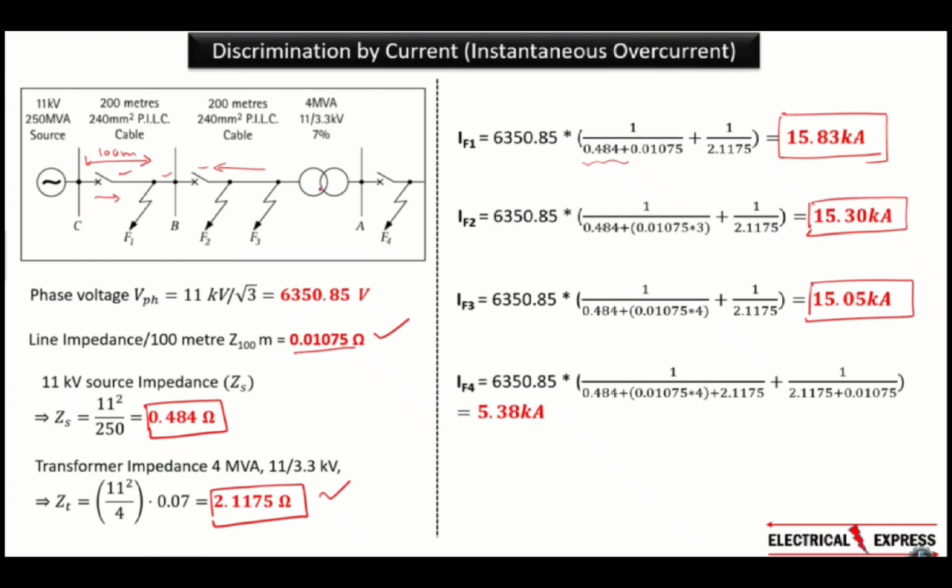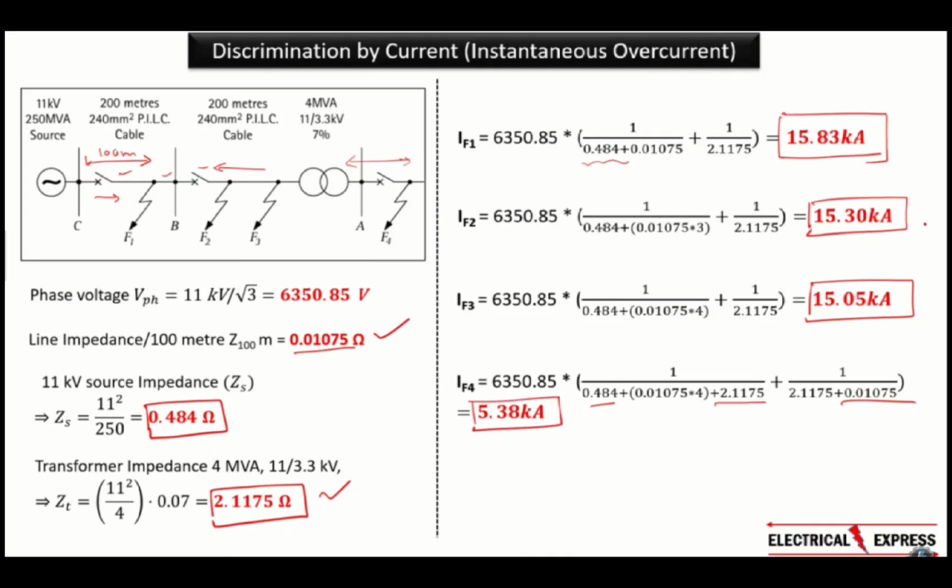And if we calculate F4, that is, the fault on the right side of the transformer, what will be our fault current after the transformer? So if you see here, the same way, 6350.85 is our phase voltage, plus 0.484 is our source impedance, then 0.1075 asterisk 4, that is your 200 meter becomes 400 meter, plus our transformer's impedance. Now if there are some source buses on the LV side, we will also fit that. Then one by one the transformer's impedance plus our 100 meter here. From here to here we took that impedance 0.01075. So if we calculate this, then the fault current IF4 will come out to be 5.38 kA.